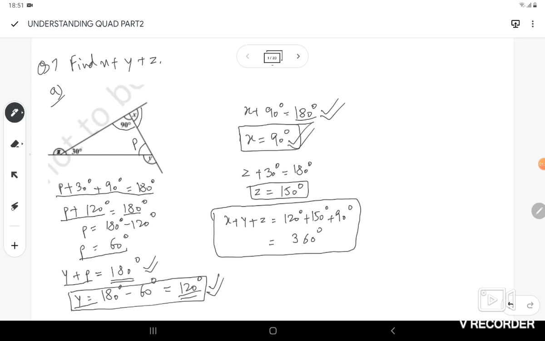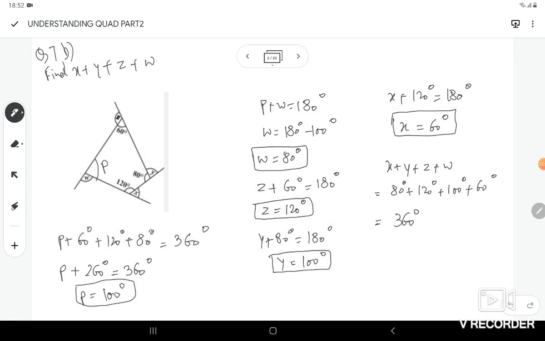Now using the same property of linear pair, 30 degree plus angle z is equal to 180 degree, and finally the value of z comes out to be equal to 150 degree. So x plus y plus z that we have to find comes out to be equal to 120 degree plus 150 degree plus 90 degree, which is equal to 360 degree.